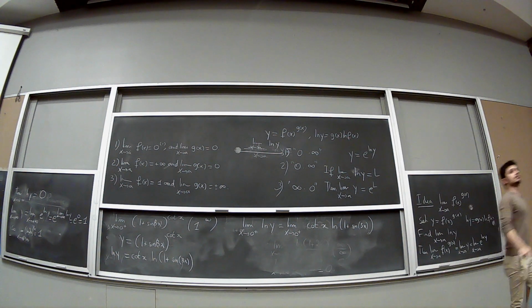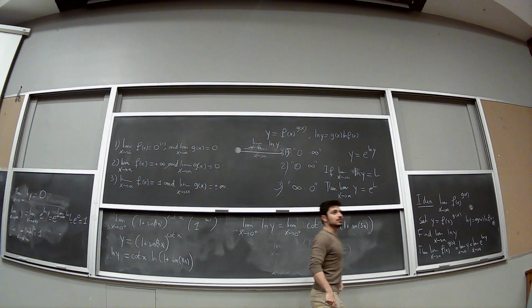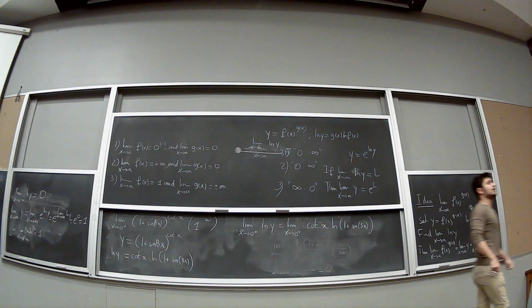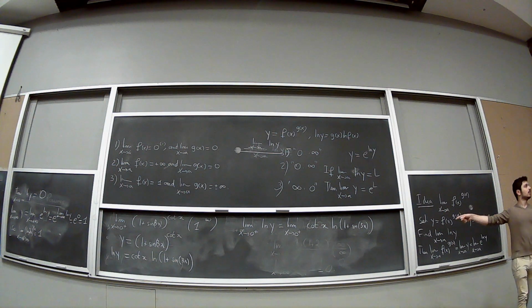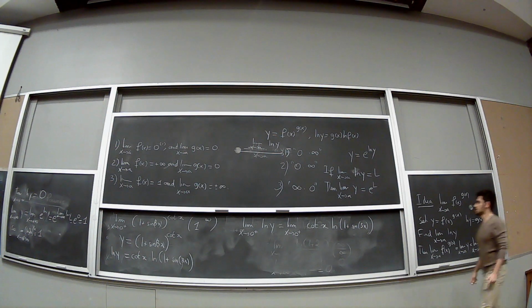Okay. Now, let me plug in. I get a form of infinity times 0, right? You guys see this? 1 to the infinity. If I take the ln, I get infinity times 0. You see that? Is that what I get here? Cotan goes to infinity, ln of 1 is 0. So it's infinity times 0.